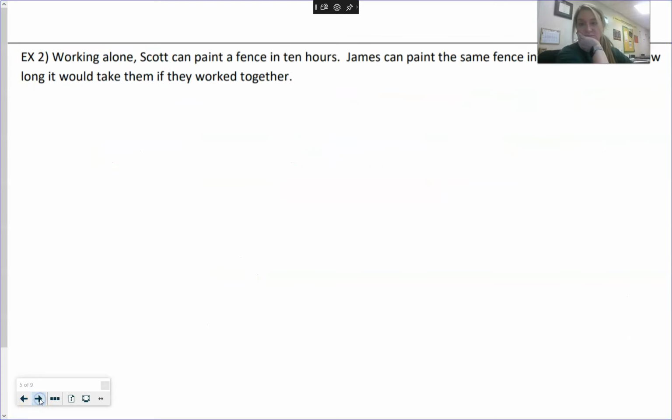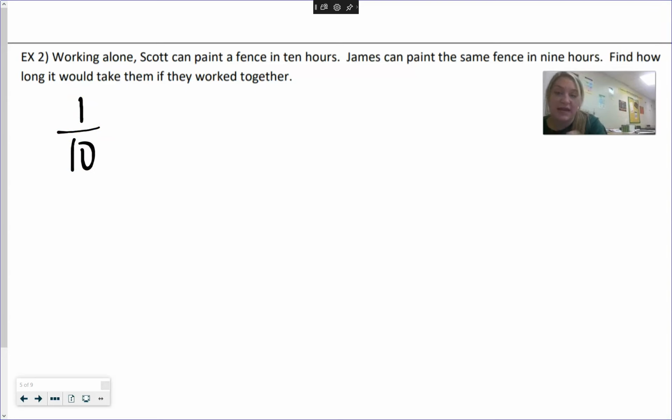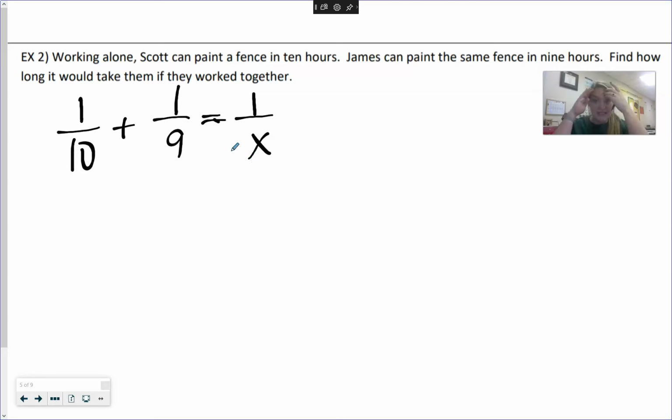Let's do another one. We have working alone. Scott can paint a fence in 10 hours. So Scott's ratio is the one job in 10 hours. James can also do it in 9 hours. So he's doing the same one job in 9 hours. Find how long it would take to work together. So if they get together, how long is it going to take them? Again, like last time, half of 10 is 5, half of 9 is 4.5. My answer should be in between 4.5 and 5. Let's see if my theory is true.